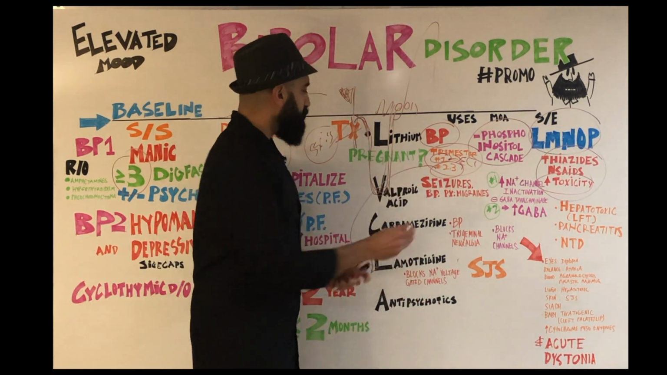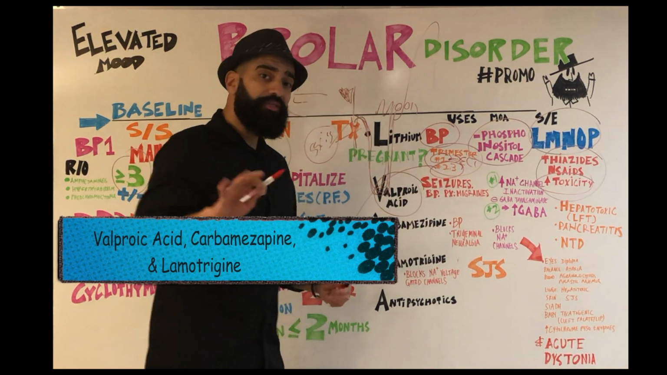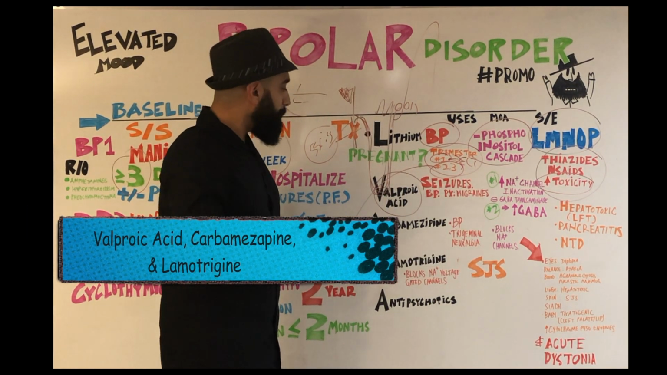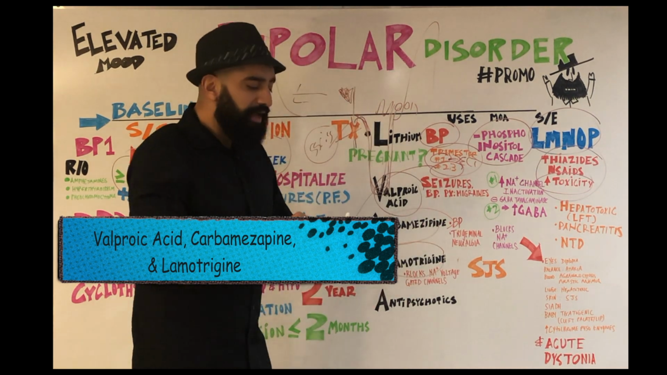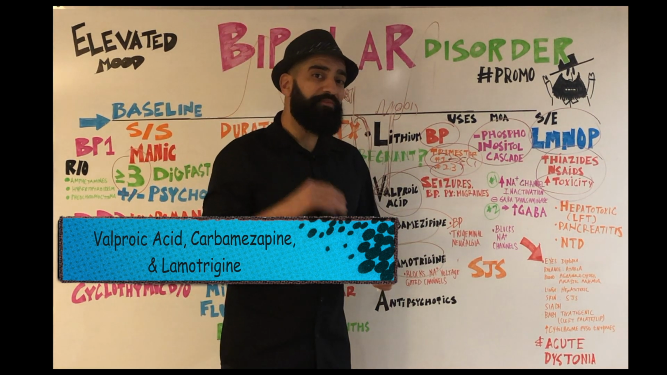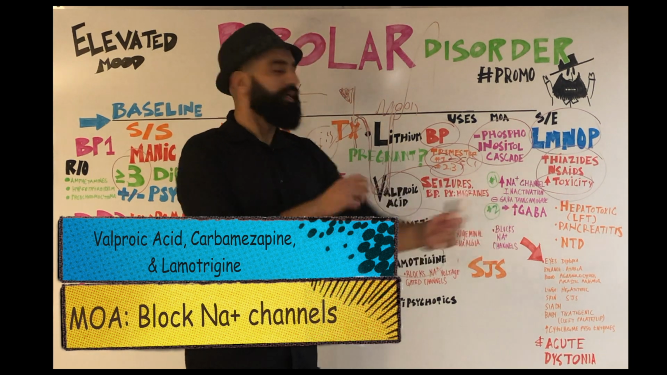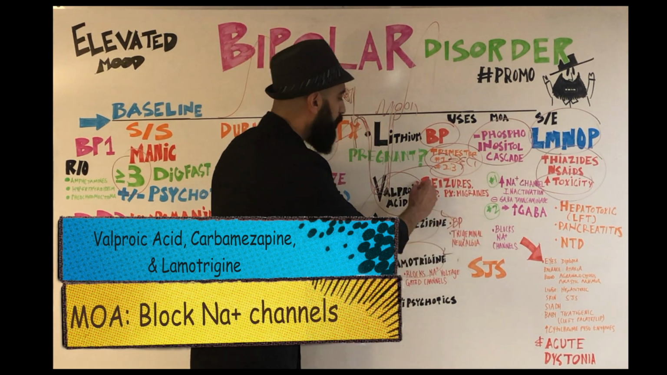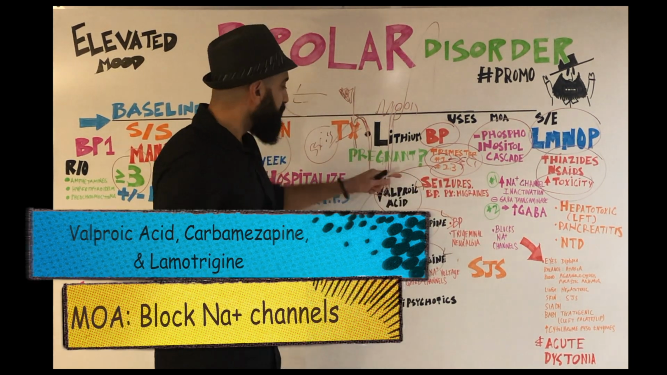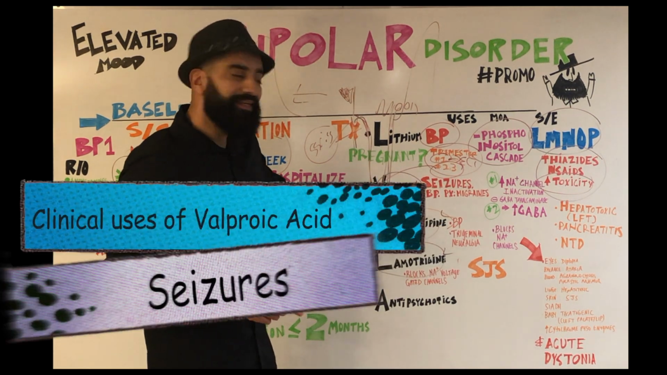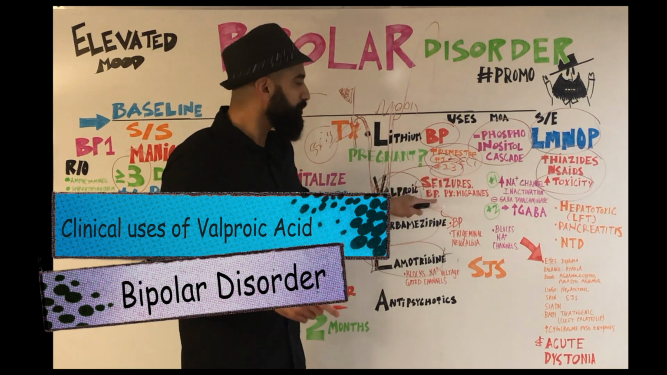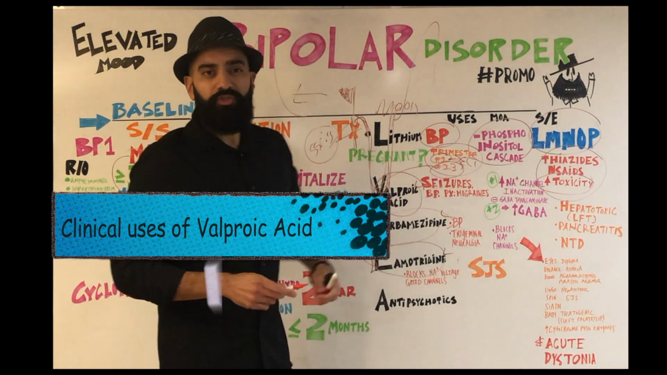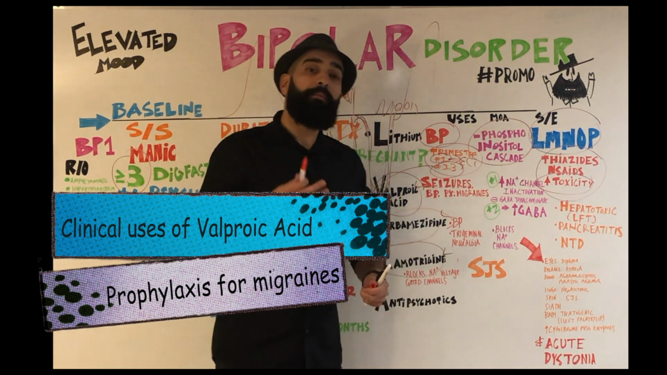The next medication, Valproic Acid. So I want to draw your attention before we even move any further. Valproic Acid, Carbamezapine, Lamotrigine, these all have a very similar mechanism of action. They block the sodium channels. So all three have that in common. They block sodium channels. So keep that in mind. Specifically, Valproic Acid is used to help treat a lot of the different types of seizures. It's used to treat bipolar disorder, and it's also used as a prophylaxis for migraines.